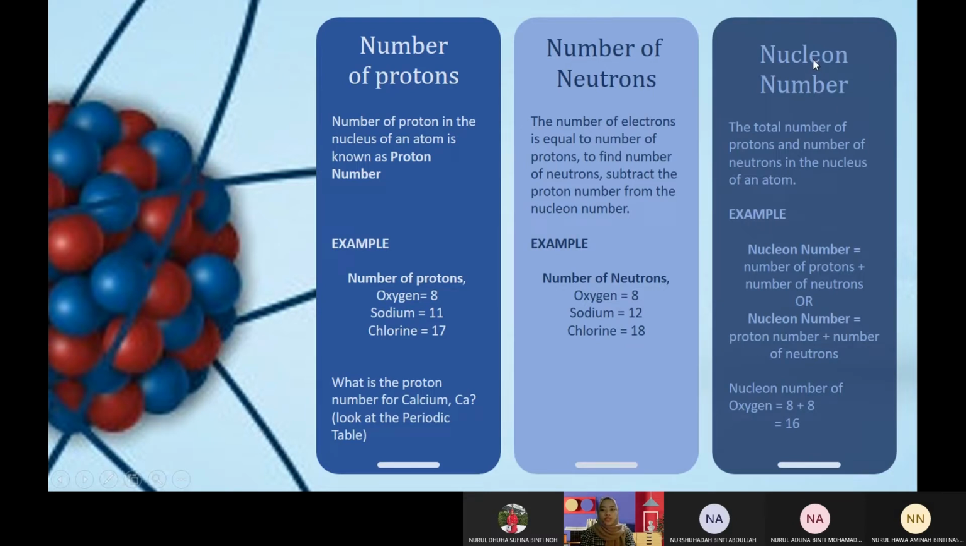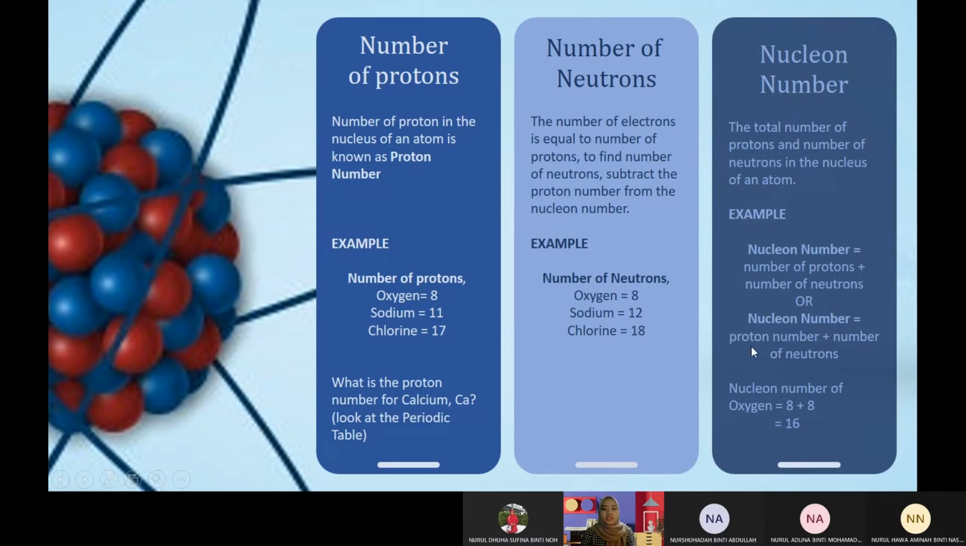Next is nucleon number, the total number of protons and number of neutrons in the nucleus of an atom. So this is how we find nucleon number: number of protons plus number of neutrons. For example here, we want to find the nucleon number of oxygen. The proton number of oxygen is 8 and the number of neutrons for oxygen is also 8. So 8 plus 8 is equal to 16. Nucleon number of oxygen is equal to 16.